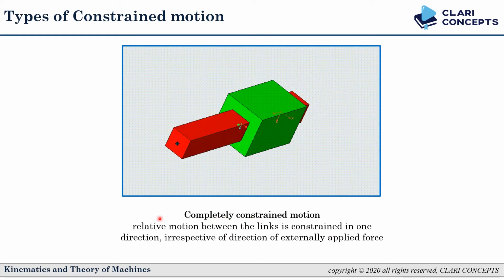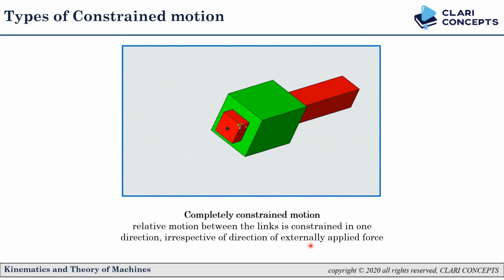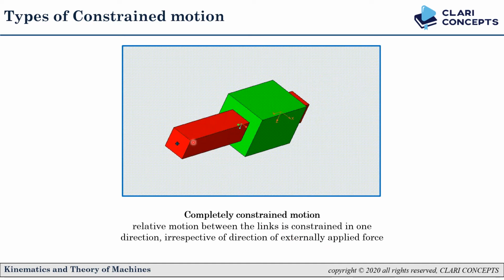Now what do we mean by that? So we'll see the definition. Relative motion between the links is constrained in only one direction. So you can see only sliding motion is possible over here, and it is independent of the direction of externally applied force, right? So even if you try to rotate it, it will not rotate. That means it is independent of the direction of externally applied force.